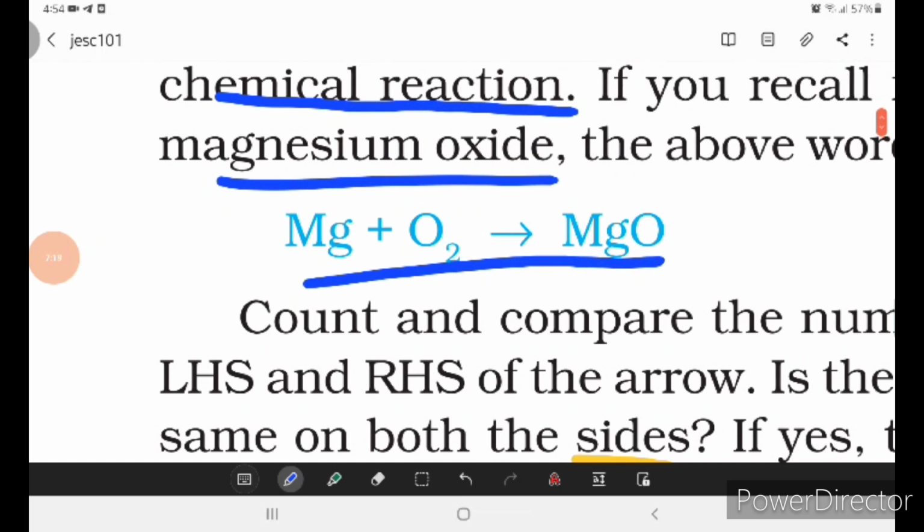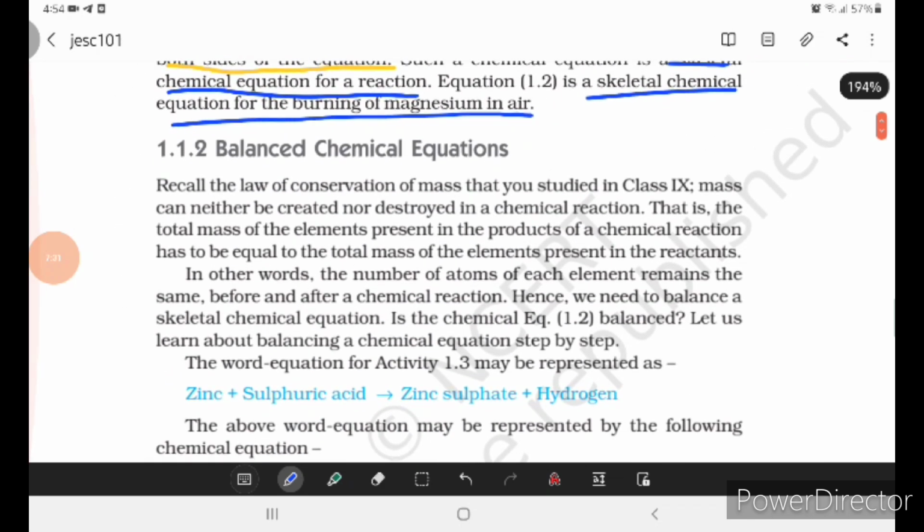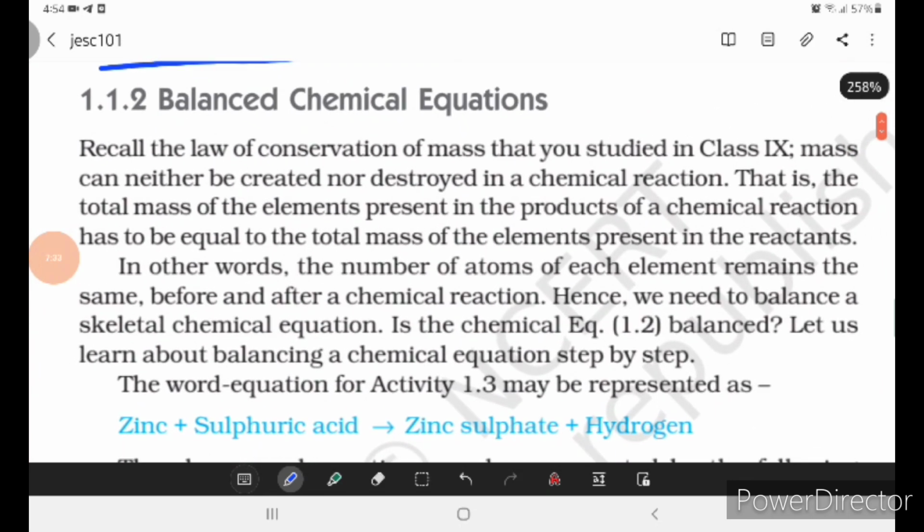Do we call it as a balanced equation? No, we don't call it as a balanced equation, as the number of atoms on left hand side is not equal to the right hand side. So it is a skeletal equation. Now let's learn how to balance an equation, right?